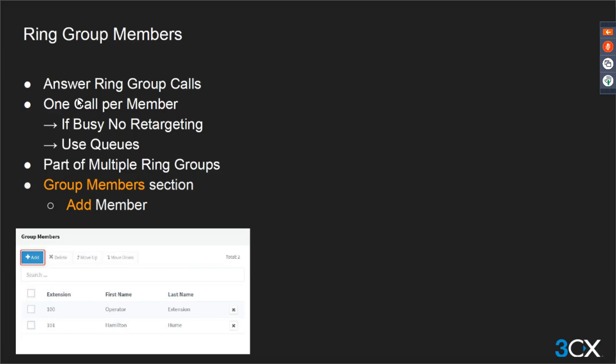Now, an extension can be part of multiple ring groups as well. If an extension is taking a call from one of the ring groups, it will not ring for a call from another ring group, which is kind of important. So if you are part of multiple ring groups, and a call comes in, maybe a DDI, which hits one ring group and then another ring group, if you're on the first call, it won't ring your phone again, because the system knows you are busy.